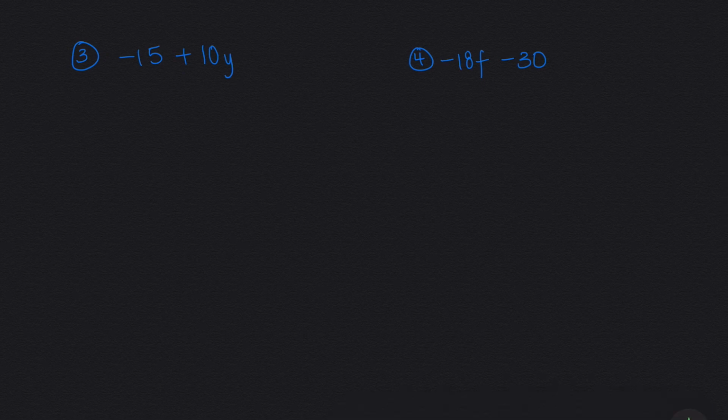We have negative 15 plus 10y. We know the greatest common factor here is 5. So we can pull out a 5 to the front, and then we ask ourselves, 5 times what is negative 15? Well, we know that 5 times 3 is 15, but we want our answer to be negative. So a positive 5 times a negative 3 is what's going to give us that negative 15 that we want. Next, we ask ourselves, 5 times what will give us 10y? We know that 5 times 2 is 10, so we'd write down negative 3 plus 2y. And this would be our final answer.